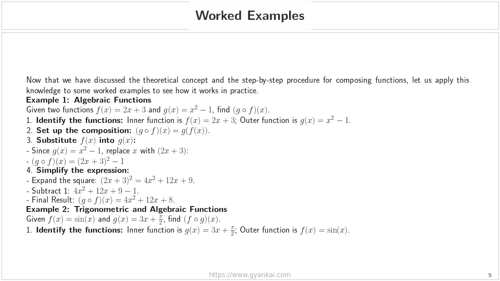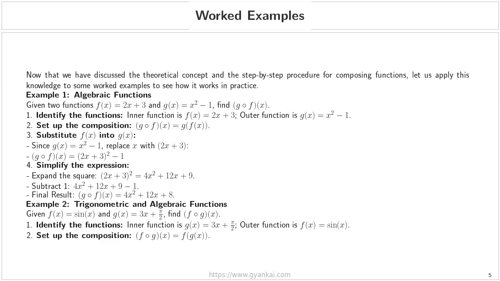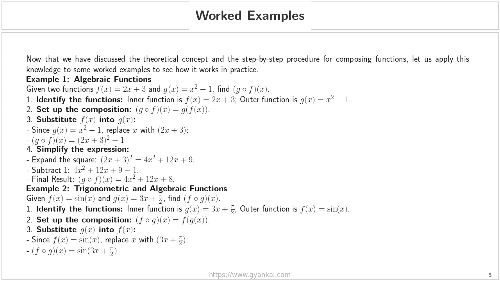In f composed with g of x, the inner function is now 3x plus pi over 2, and f of x is the outer function, sine of x. For step 2, we set up the composition as f of g of x. In step 3, we substitute the inner function into the outer function. Since f of x is sine of x, we replace x with the expression for g of x. This results in sine of the quantity 3x plus pi over 2.